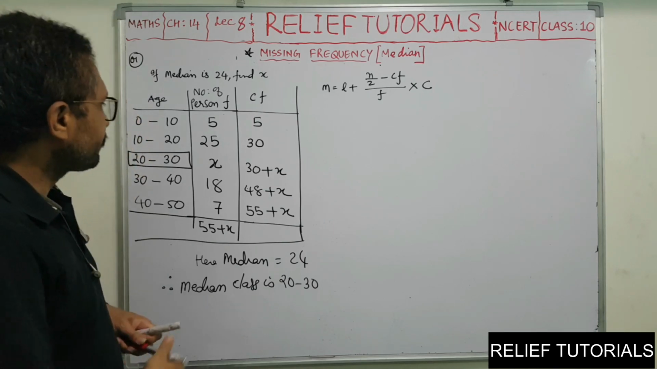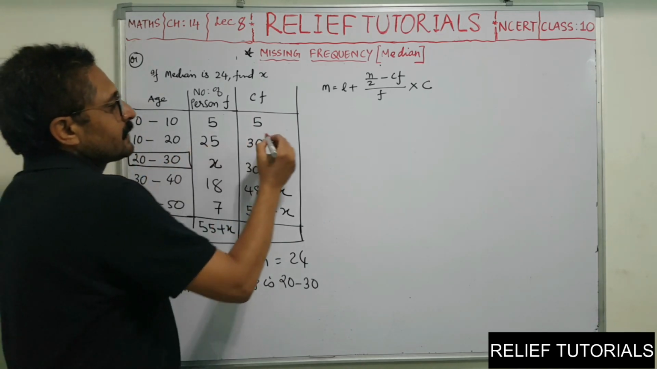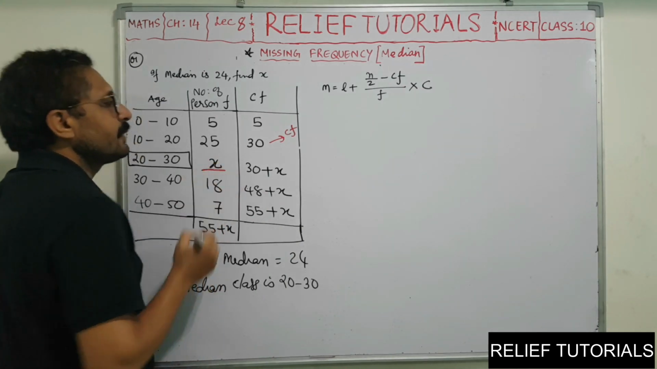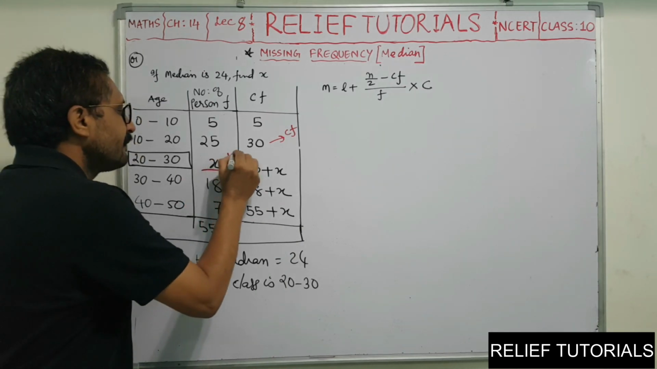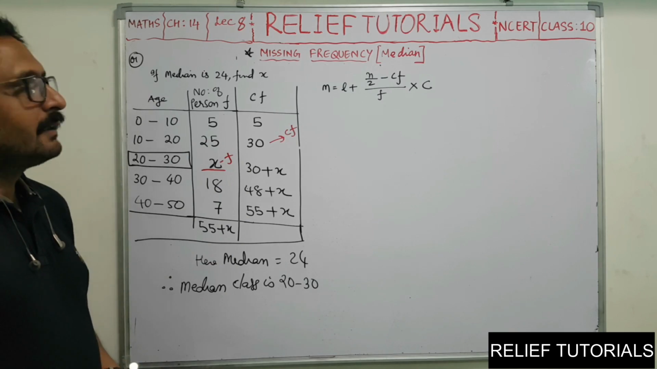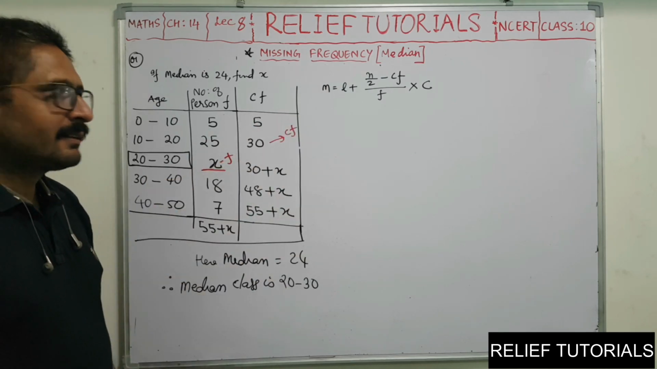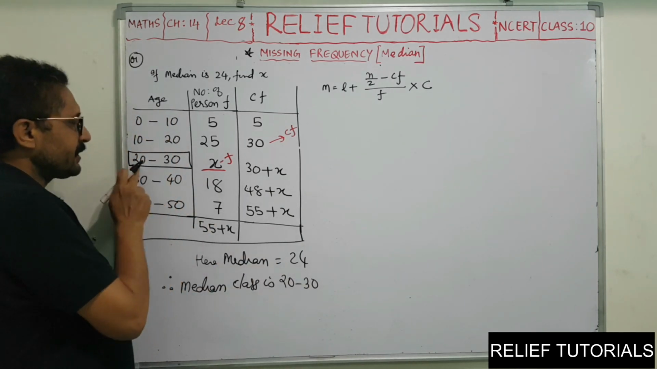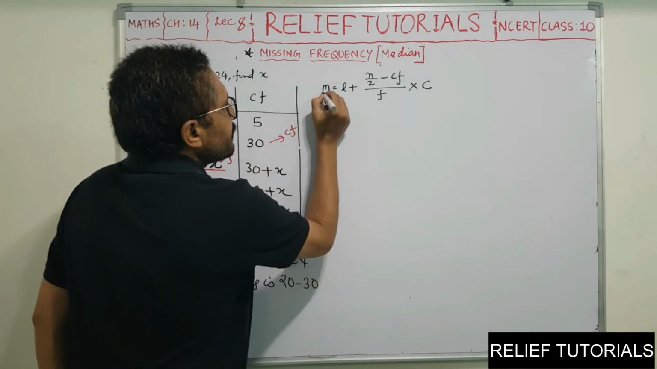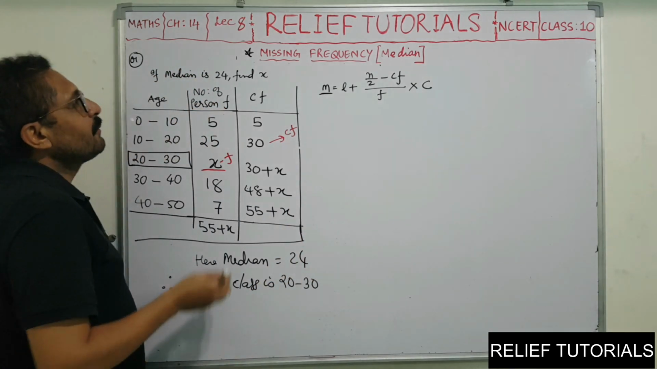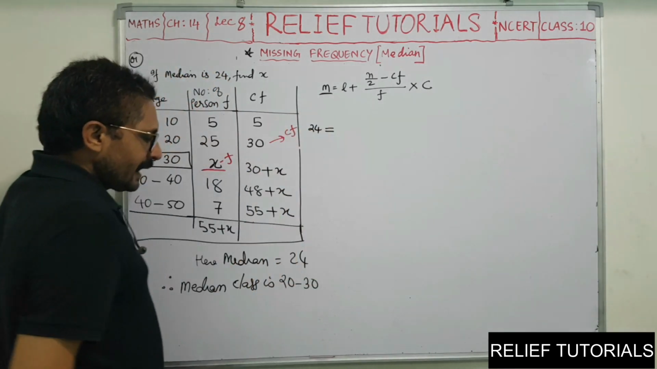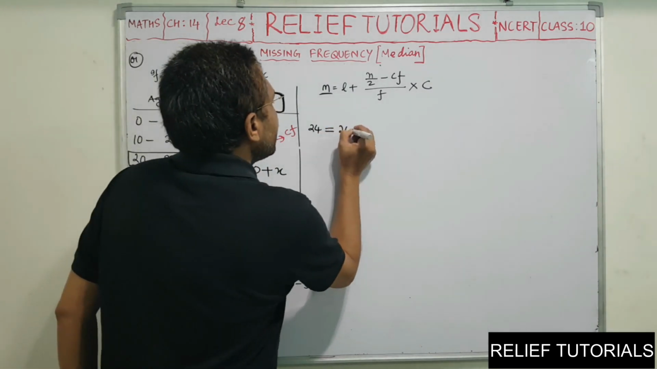Okay. So now this is the median class. This will be your CF, the cumulative frequency, and this will be your frequency f. We will substitute here. The median class is 20 to 30 and it is continuous, so we can say L is equal to 20. The median is already given here. How much is your median? 24. So 24 is equal to L, the lower boundary point is 20.